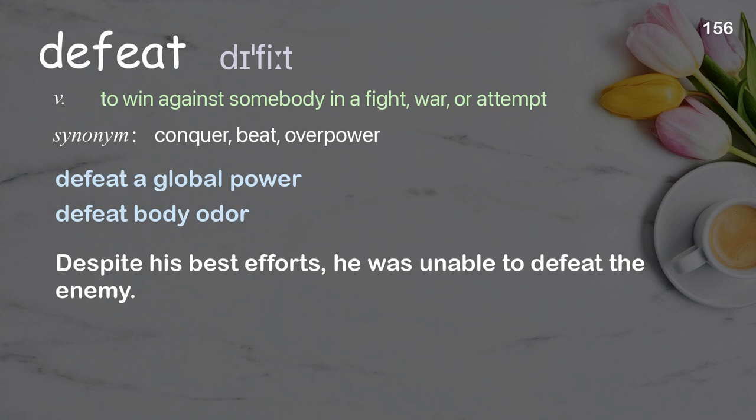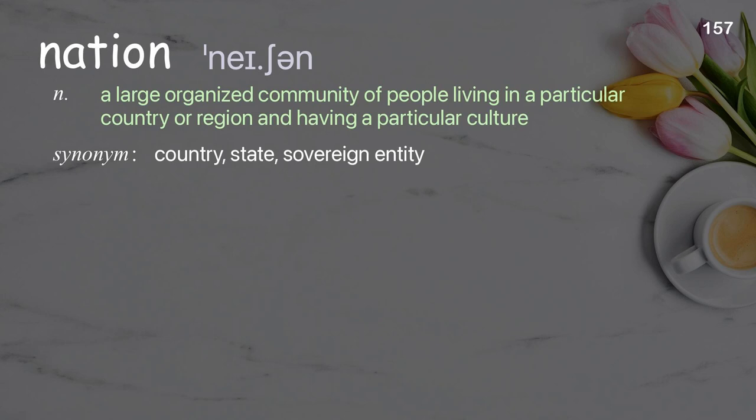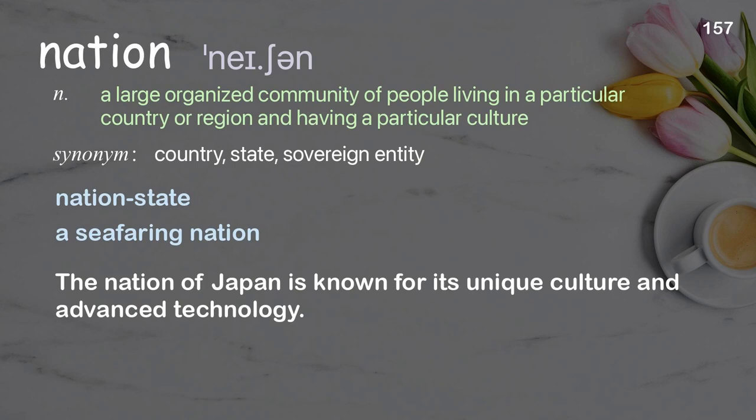Nation. A large organized community of people living in a particular country or region and having a particular culture. Examples: nation state, a seafaring nation. The nation of Japan is known for its unique culture and advanced technology.